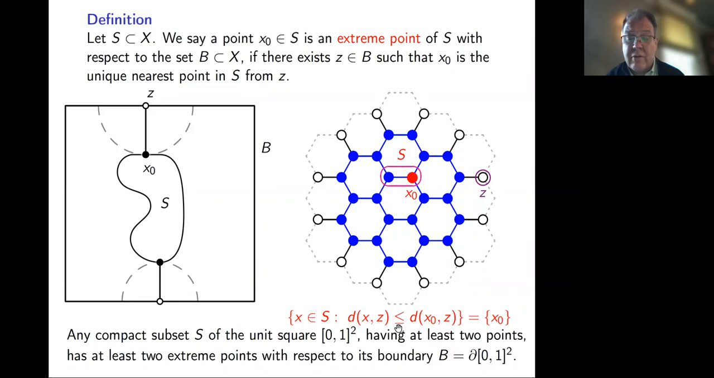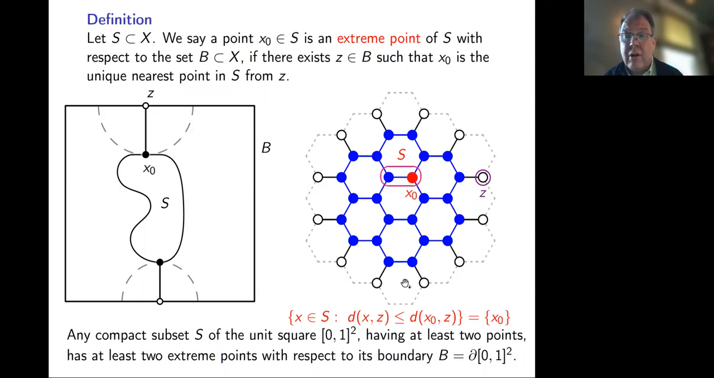Let's see. So let's consider this number, like in this picture here, this distance is 1, 2, 3, 4, like here. Then we consider all points here with distance from Z less than or equal to 4. So this point here, for instance, has distance 5, so it is not in this set.